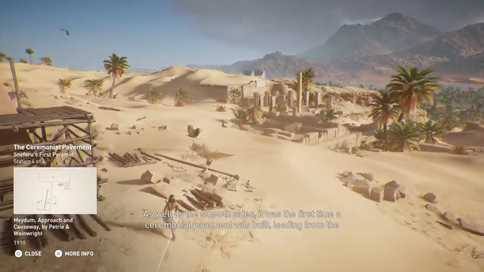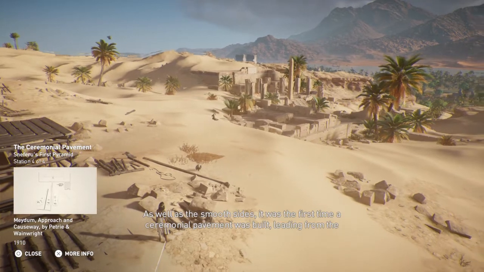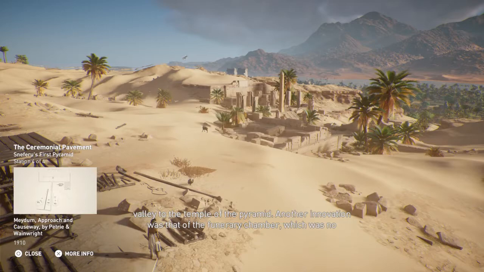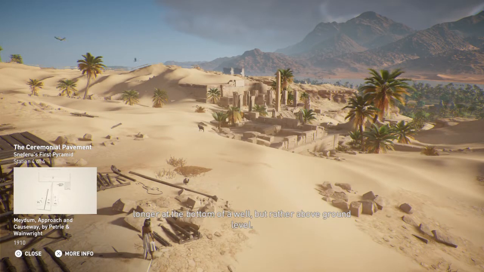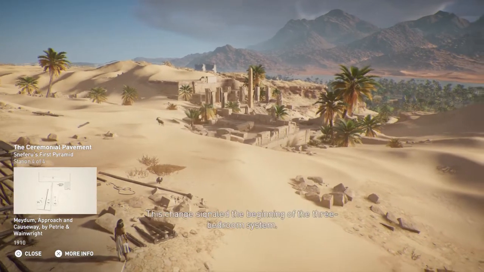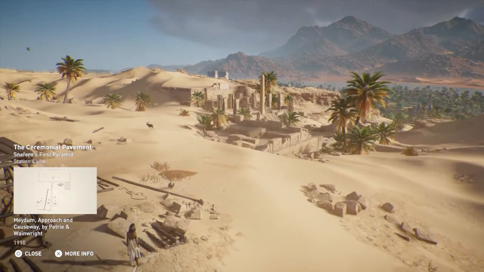As well as the smooth sides, it was the first time a ceremonial pavement was built, leading from the valley to the temple of the pyramid. Another innovation was that of the funerary chamber, which was no longer at the bottom of a well, but rather above ground level. This change signaled the beginning of the three-bedroom system.